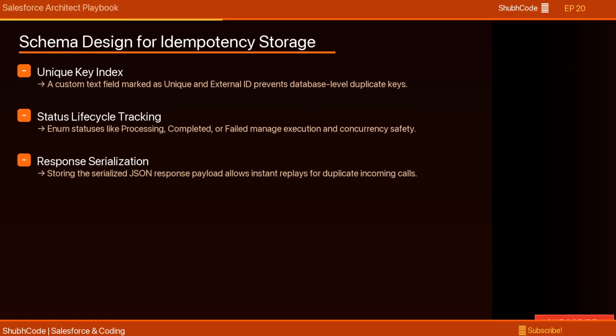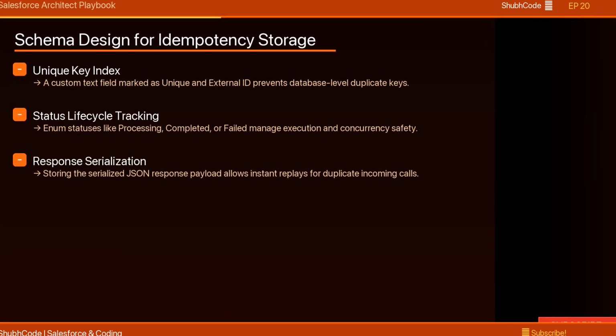Where do we store these keys? In Salesforce, we design a custom object called Idempotency Transaction with a globally unique index on the key field. We must track three vital states: processing, completed, or failed. Along with the state, we store the hash of the request body and the cached response payload itself. If a duplicate call comes in while the first is still running, we know to block it. If it comes in after completion, we instantly read the saved response and return it without running any heavy DML again.